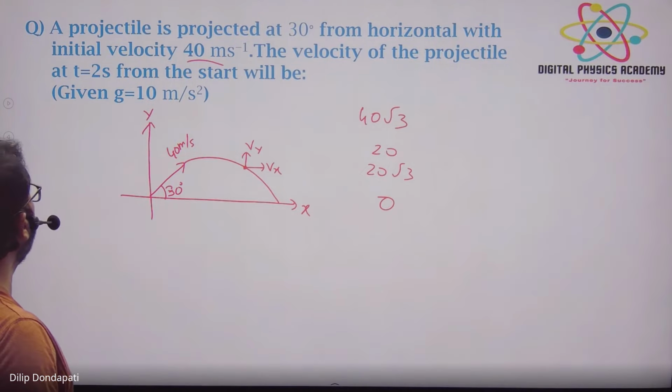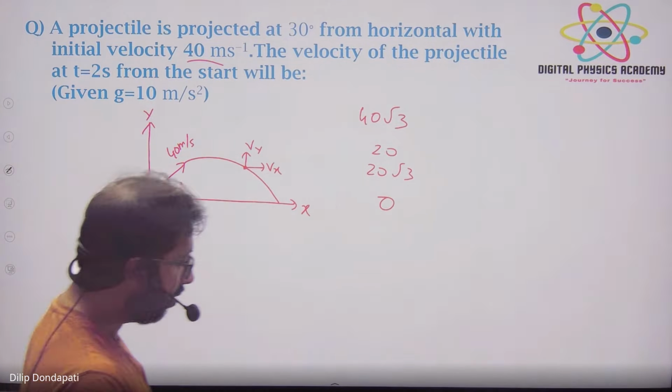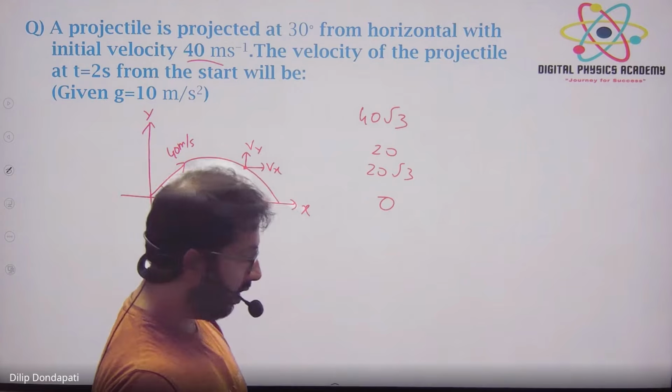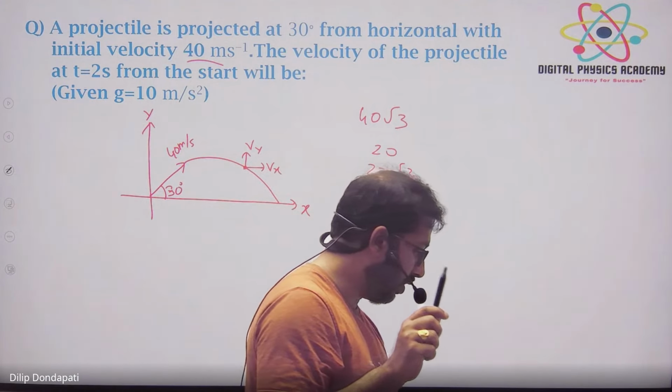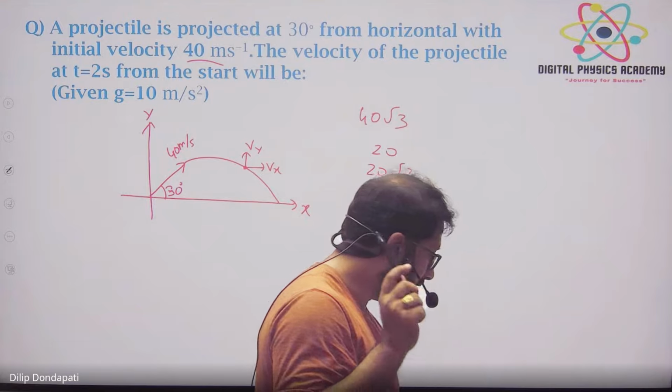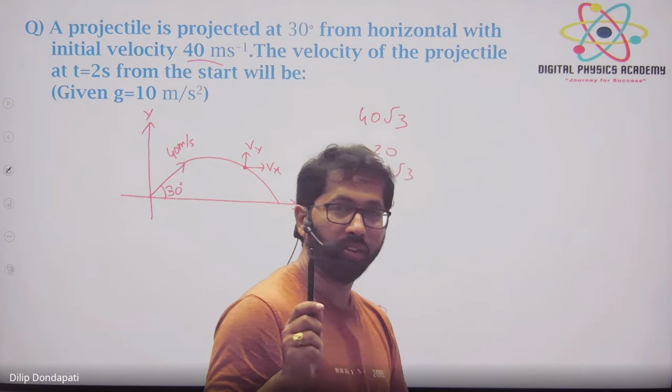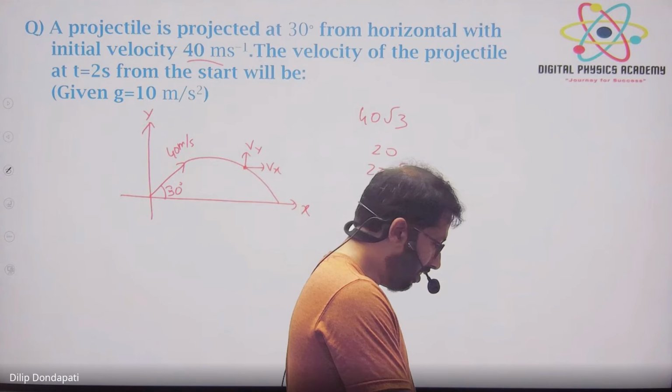Sir, but it told to find Vx only, no sir, Vy also. The velocity of projectile from the start will be. Tell me what we are supposed to find, Vx or Vy? See, a JEE Mains question is given. You tell the answer, I'll explain. These are the options given. Sir, I used Vx and I got 20√3. You decide. It is asking either 20√3 or 20. 20 is wrong. 20√3 is right.